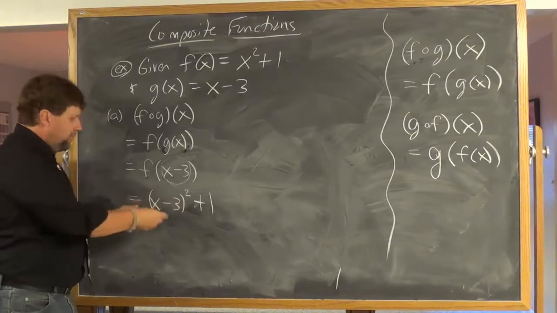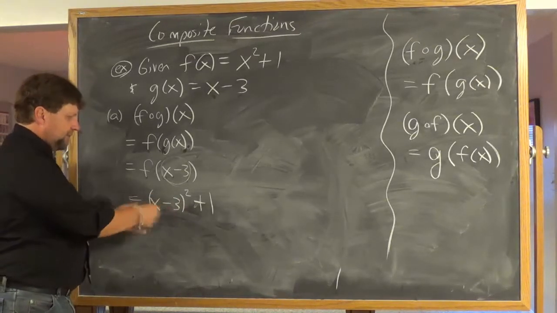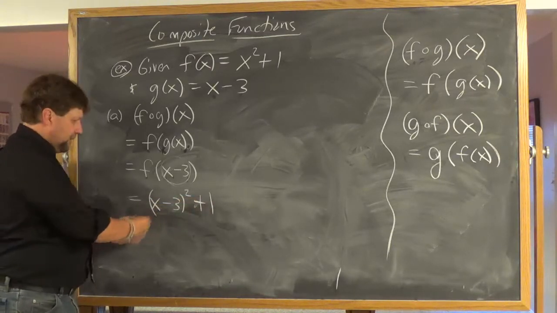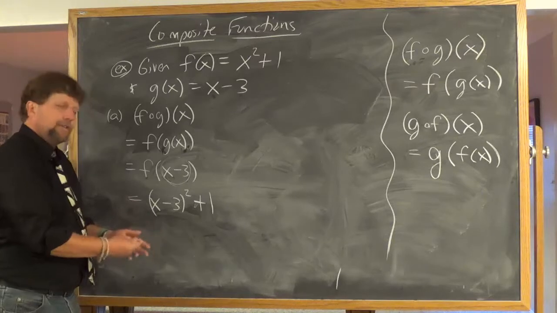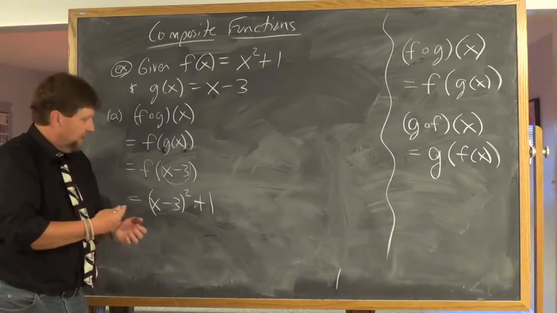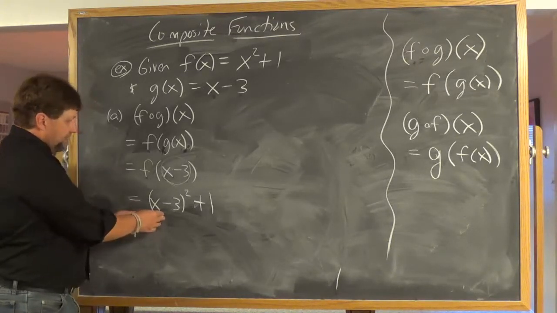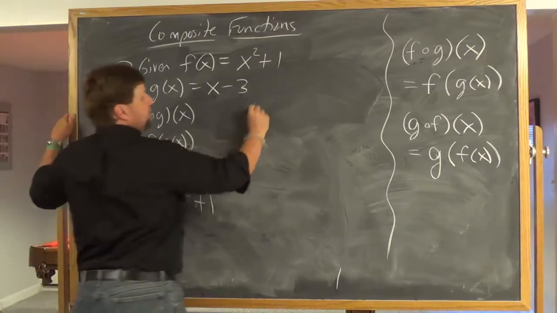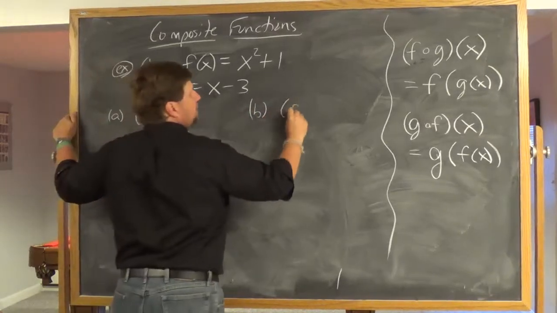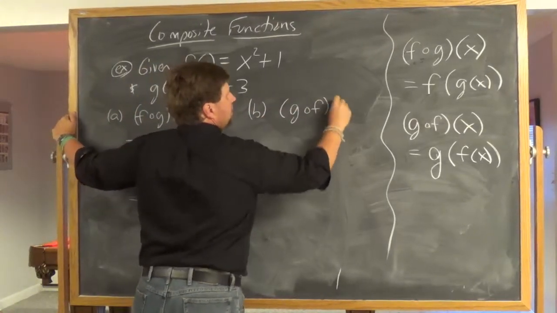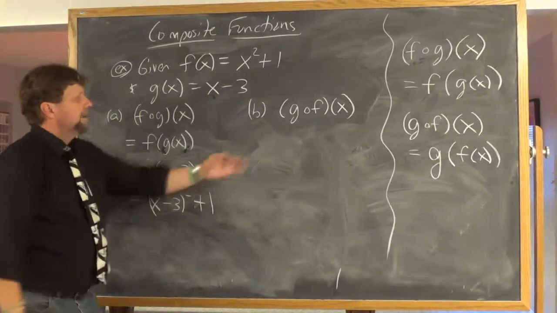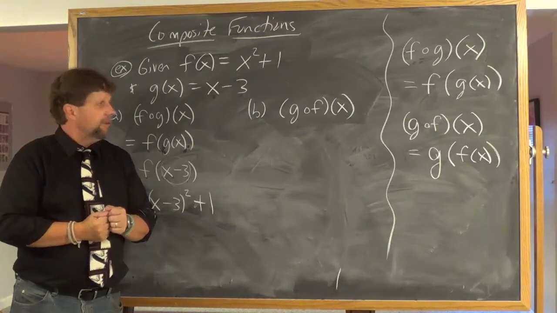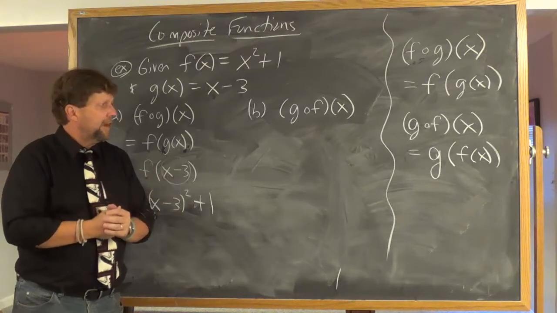And if you want, you could FOIL this out to get x squared minus 6x plus 9, and then add the 1 to it, so you could have it simplified down to x squared minus 6x plus 10. I'm just going to stop right there. Let's try a gof, g composed with f of x. So part B, let's determine g of f of x, g composed with f of x, the gof of x.